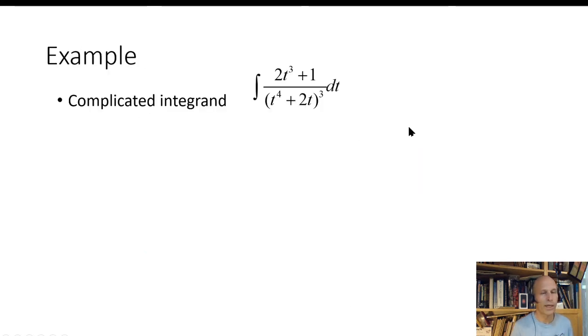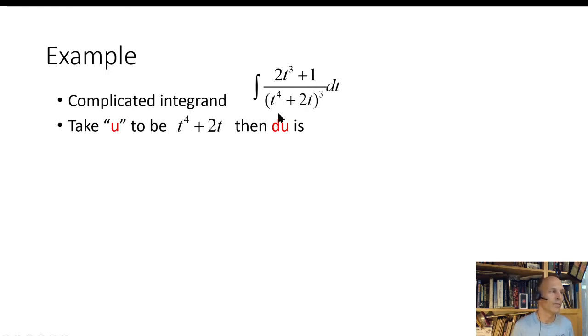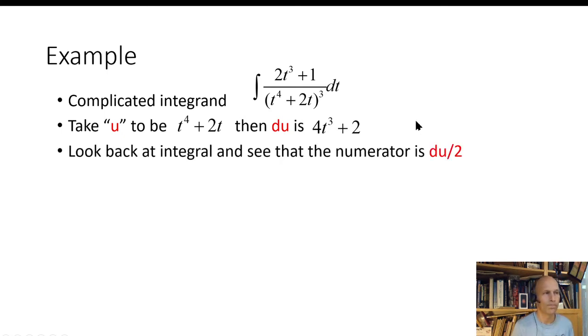So here's our complicated integrand from before. If we take u to be something inside here and then calculate a du, we're going to rewrite this in terms of u and du. The natural thing to do is to look inside the parentheses. It may not be natural to you, but it will be eventually. We can take u to be t to the fourth plus 2t, and then du is 4t cubed plus 2.